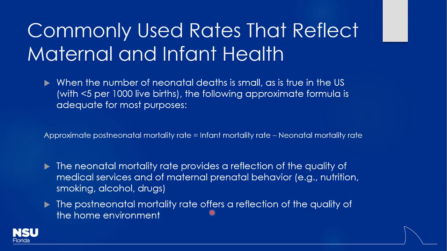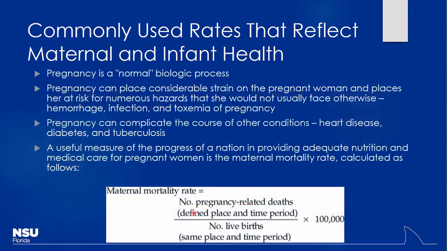So again, was the kid getting adequate nutrition? Were they placed in a position where they maybe were able to injure themselves? There are a lot of different reasons for that, but they tell you different things essentially, depending on where the death actually occurred. And so other things we look at: pregnancy. We consider this a normal biologic process.